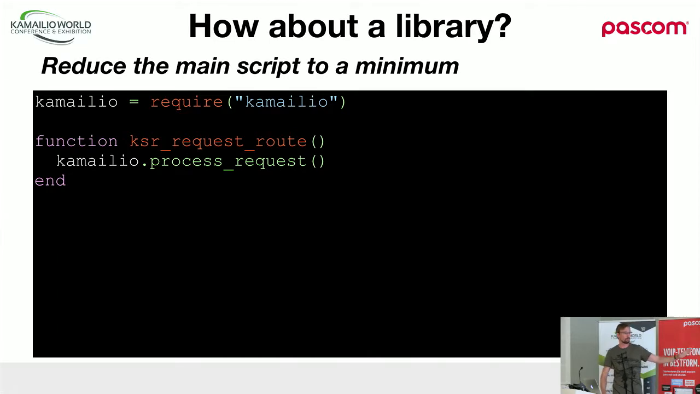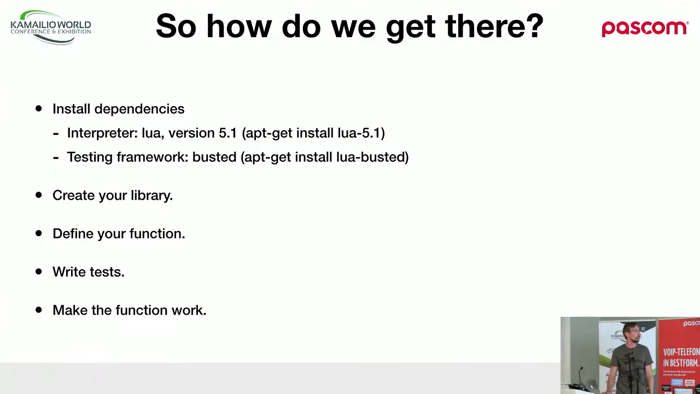So this is the goal, how the request route should look like in the main Kamailio script. So we just include our library, and then we call one function of the library. But how do we get there?